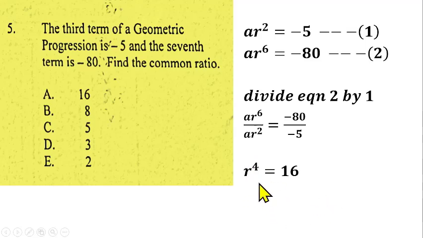So you can find the fourth root of both sides, or you can change 16 to index form, which gives us 2 raised to power 4. Then the power takes care of the power, so r will be equal to 2. So the common ratio is going to be 2, which makes option E the correct answer for question number 5.